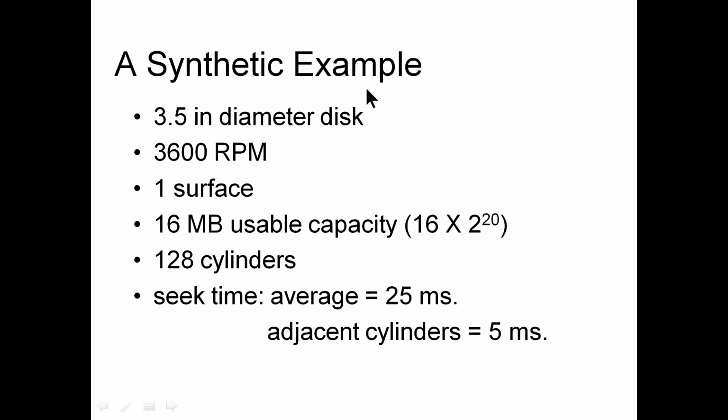So a synthetic example: you can see it's a 3.5-inch diameter disk, 3600 RPM. There is only one surface, 16 MB usable capacity, and it's about 128 cylinders. What you mean by cylinder is, if you look at the concentric rings of the disk surface, each ring is a cylinder. So that's how you look at a cylinder. 128 cylinders means we have 128 concentric rings on the disk surface, and the average seek time is 25 milliseconds, and adjacent cylinders are 5 milliseconds.